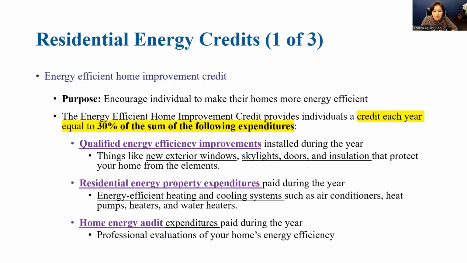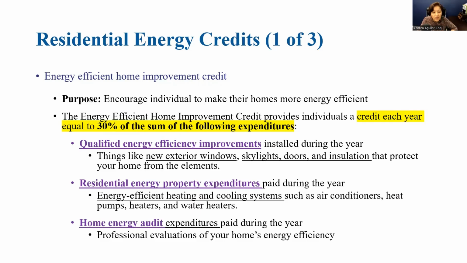And the amount of the credit is about 30% of the sum of the following expenditures: qualified energy efficiency improvements, residential energy property expenditures, home energy audit expenditures. So what you need to know about this credit is that the energy efficient home improvement credit gives individuals a credit each year equal to 30% of the sum of the following expenses that they have incurred during the year. So we have 3 qualified energy efficiency improvements installed in the current year.